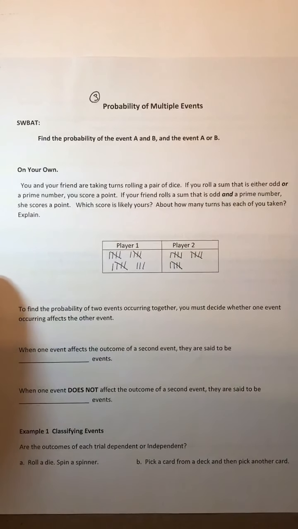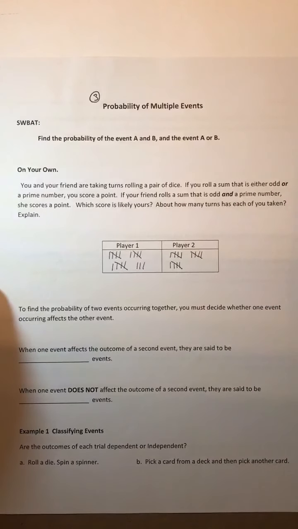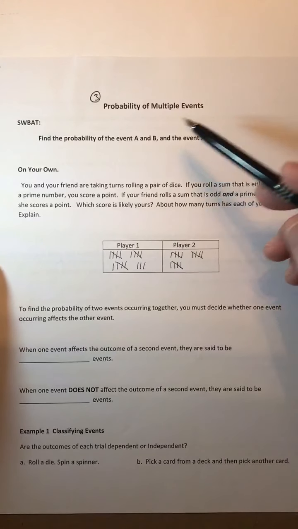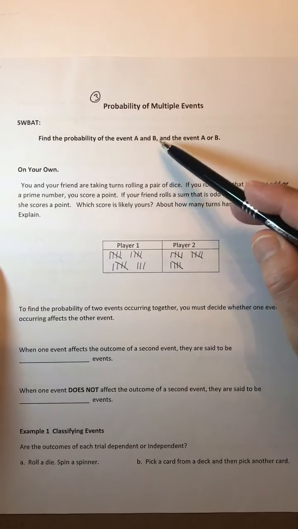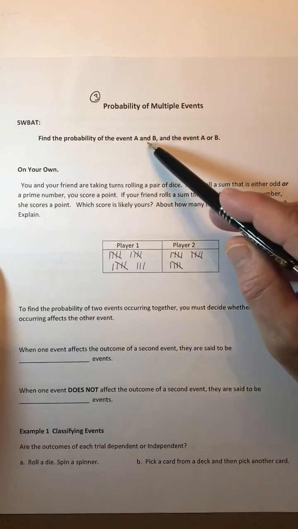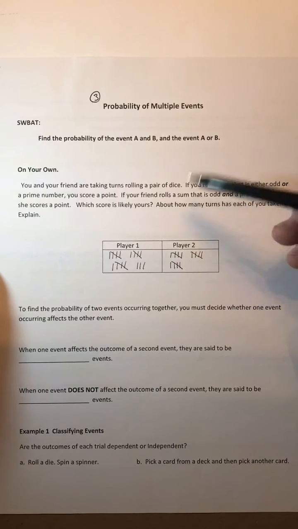Alright, this is part 3 of this. This is the probability of multiple events. What I'm expecting you to be able to do is find the probability of events A and B, and the event A or B. So we got an and and we got an or. That's what you're looking for.